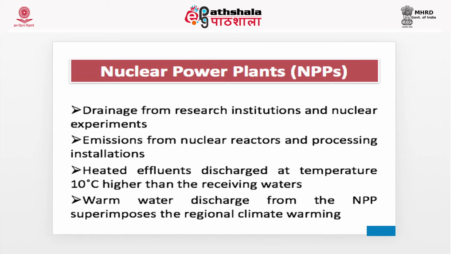Heated effluents from power plants are discharged at temperature 10 degrees Celsius higher than the receiving waters and affect the aquatic animals as well as plants. Nuclear power plants require 30 to 100% more cooling water than other types of plants with a comparable power output.